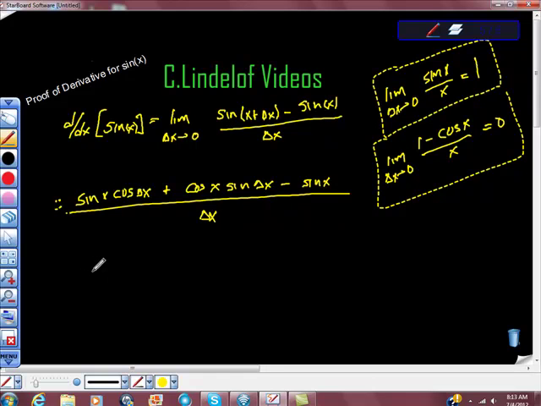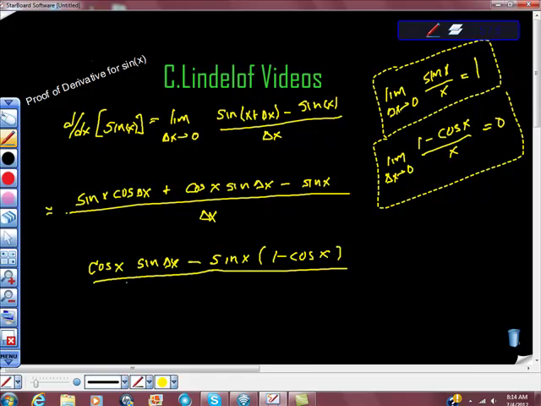So look at this for a second. Like I said, we've really added 0 and multiplied by 1 here, right? Because what we ended up with was cosine x, right? Cosine x here. Cosine x times, let me do it this way, show it to you better. Cosine x sine change in x, just moving their positions around, minus sine x times 1 minus cosine x, the whole thing over change in x.